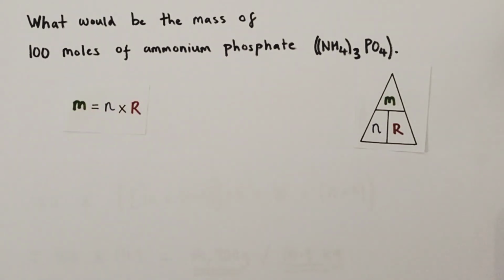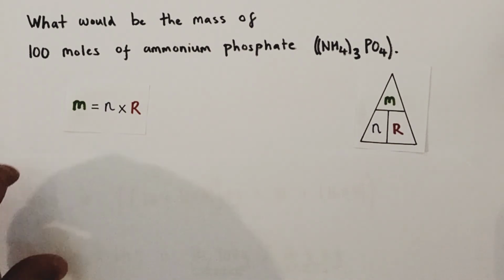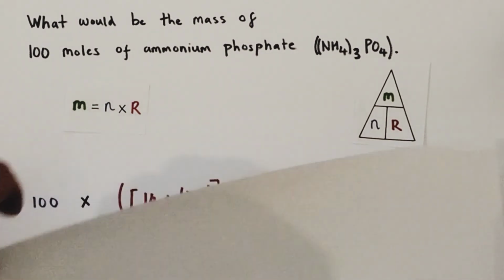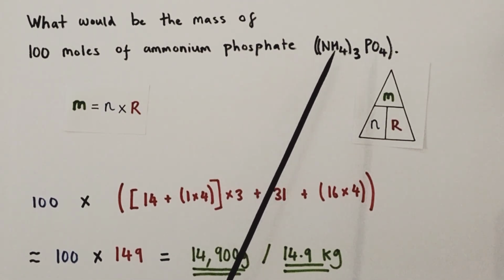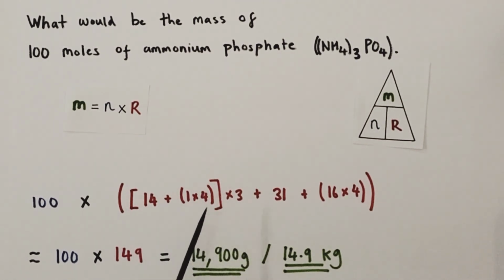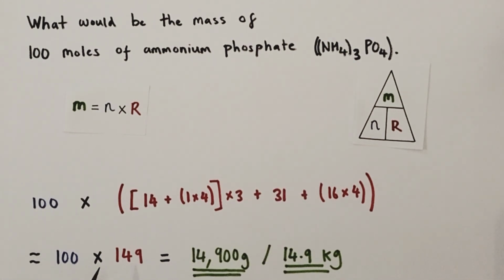We'd then plug in the numbers. N is going to be 100 and R is the relative mass of the whole formula of ammonium phosphate. That's worked out here. Nitrogen 14, hydrogen 1. There are 4 hydrogens in NH4, so it's 14 plus 1 times 4. But that is in brackets with a 3 on the outside, so multiply that entire formula unit by 3. Add to that the 31 of the phosphorus, and 16 times 4 for the 4 oxygens. The total relative mass of the entire molecule is 149. 100 times 149 is 14,900 grams, or effectively 14.9 kilograms.